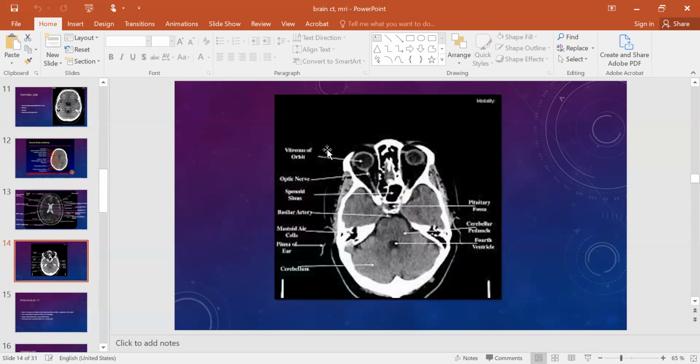Again, axial plane, computed tomography. Orbits we see here, optic nerves, which are located here, sphenoid sinus, nasal cavity here, and sphenoid sinus. Here will be cerebrum and cerebellar hemispheres. Here is located the fourth ventricle.